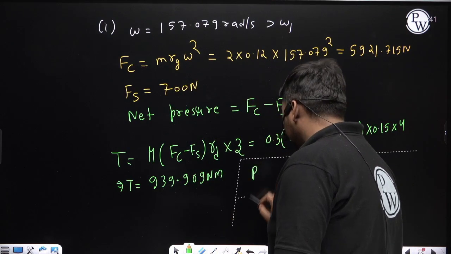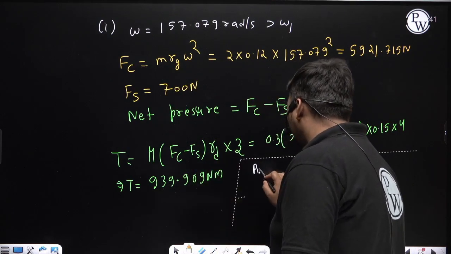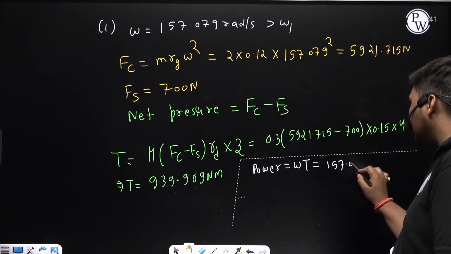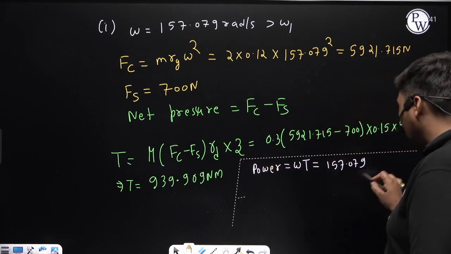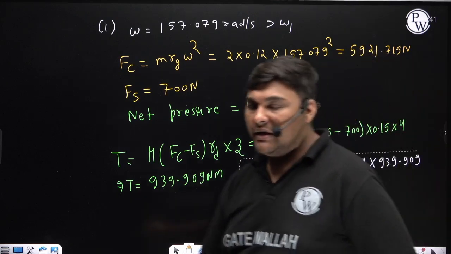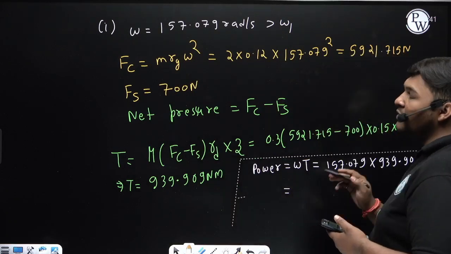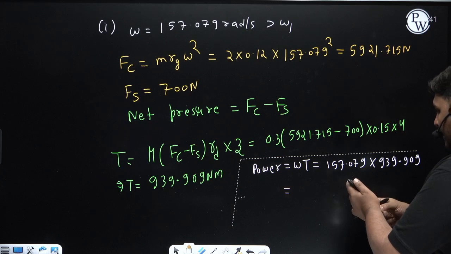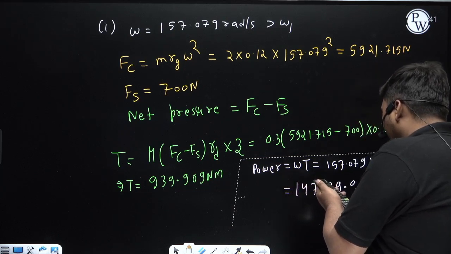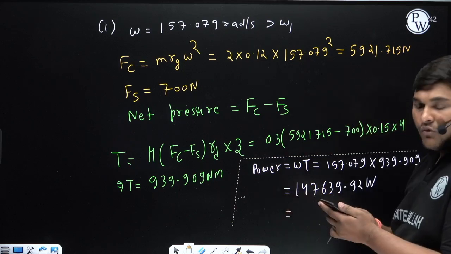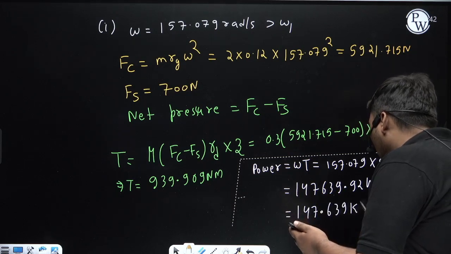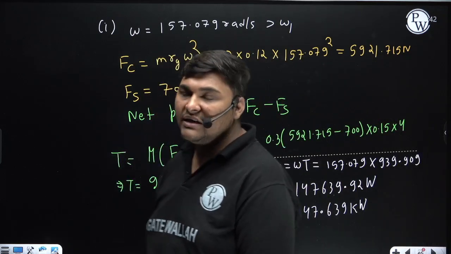and power will be equal to angular speed, which is omega, into torque. Omega is nothing but 157.079 radian per second, into torque transmitted by the clutch, 939.90. So through this equation we can calculate the power transmitting capacity of the clutch at this speed. It is omega into torque, which is coming 147,639.92 watt. If you convert this power transmitted into kilowatt, it will come 147.639 kW.